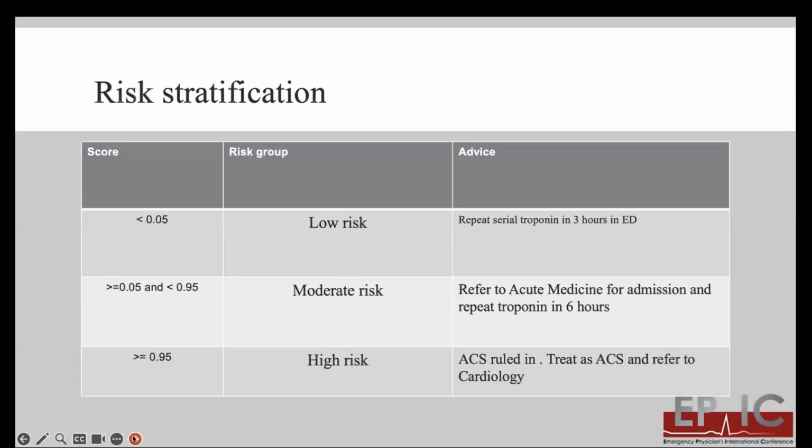However, if the patient is highlighted as a moderate risk or a high risk patient, then the patient can be admitted, whether to acute medicine or directly to cardiology. And we can do a repeat troponin before sending the patient home or taking the investigations further.